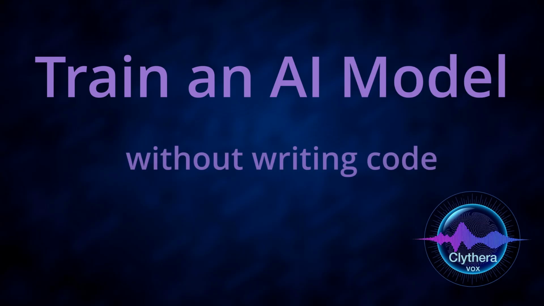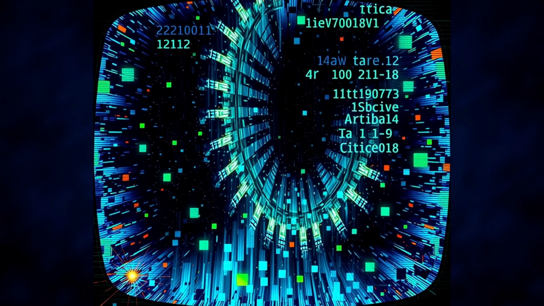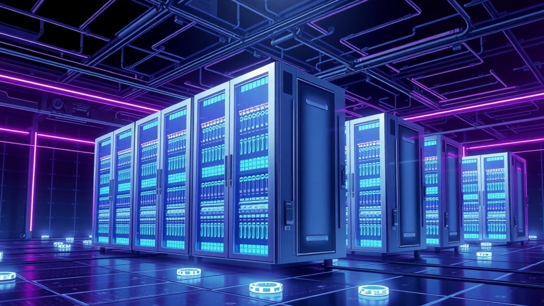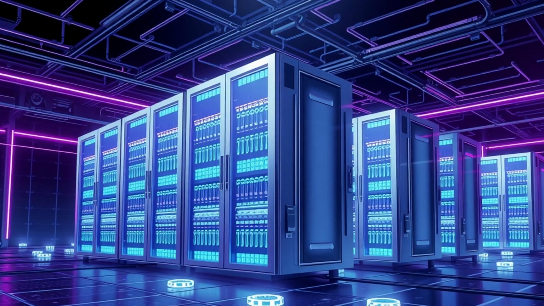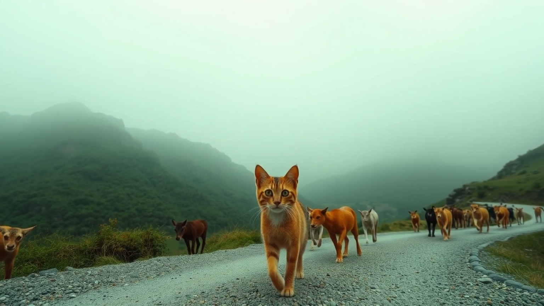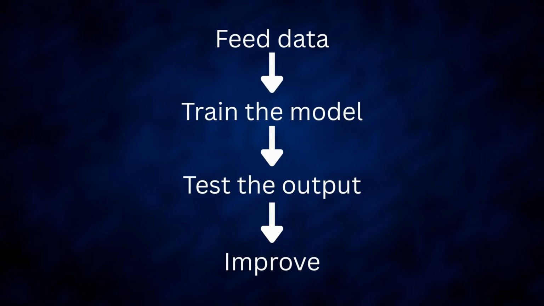Let's dive in to see how we can train an AI model without writing code. When we say training an AI model, most people imagine huge data sets, complex code, and powerful servers. But here's the secret. The concept of AI learning is actually simple. Whether it's detecting cats, speech, or gestures, the process is the same. Feed data, train the model, test the output, improve.